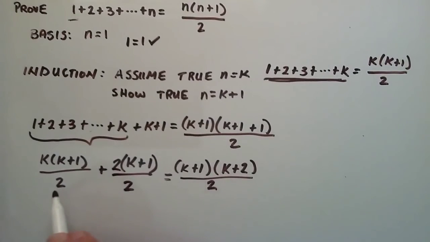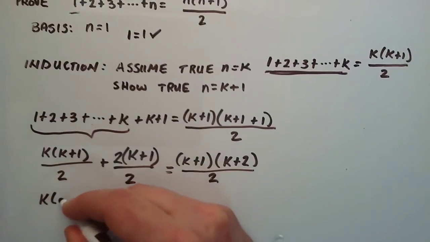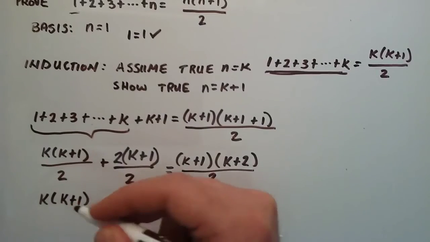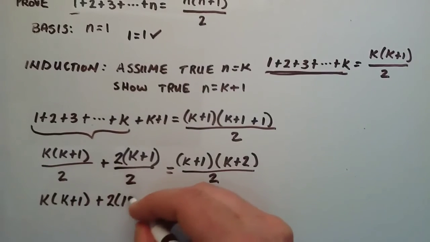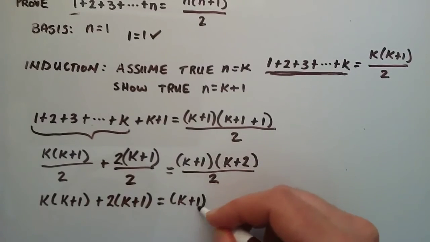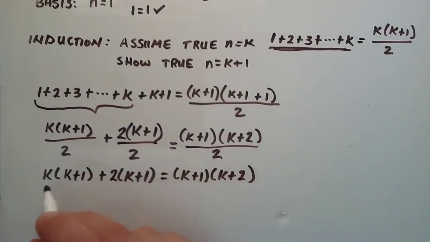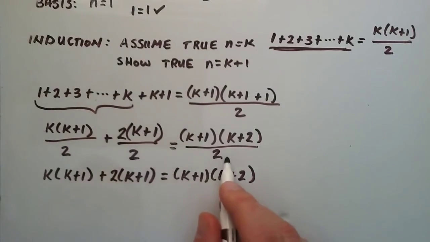So if you notice, all of these are 2 now. We don't even really need to look at the denominators. They're all the same. So now if we can just show that the numerators are the same, then we've completed the proof. So let's rewrite the numerators to make this a little bit more simple. k times k plus 1 plus 2 times k plus 1 is equal to k plus 1 times k plus 2. So now we're just going to make sure that the numerators are the same, since we already know the denominators are the same.